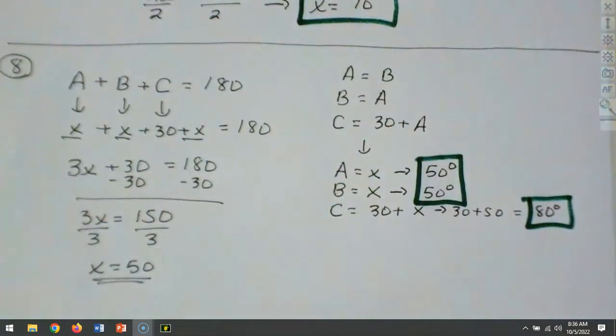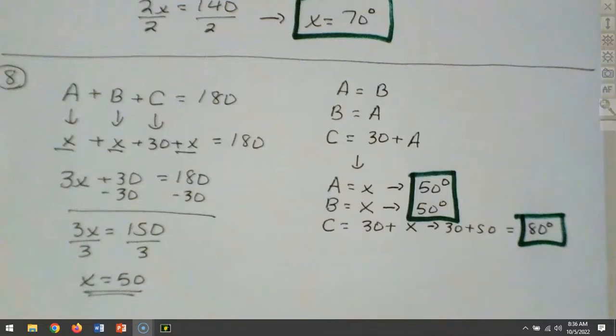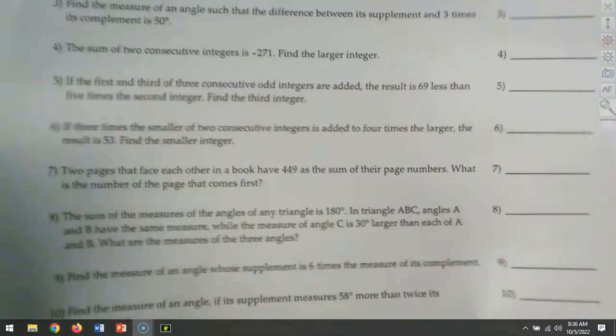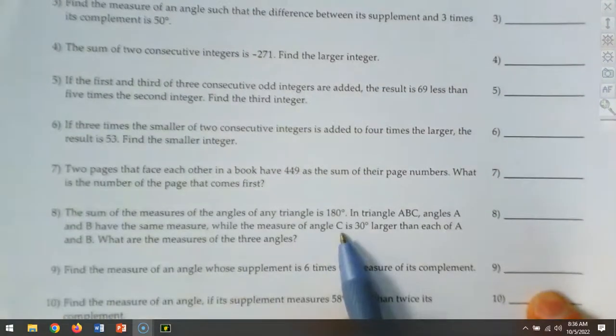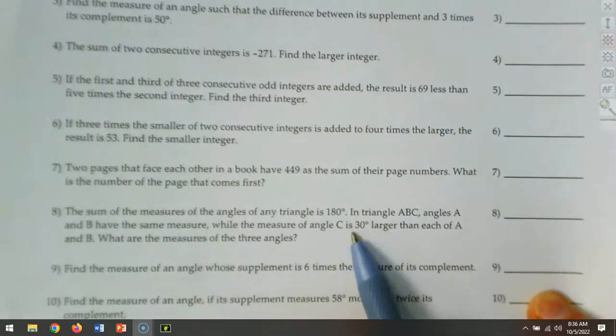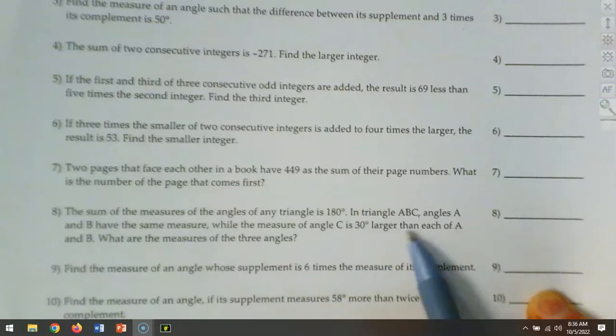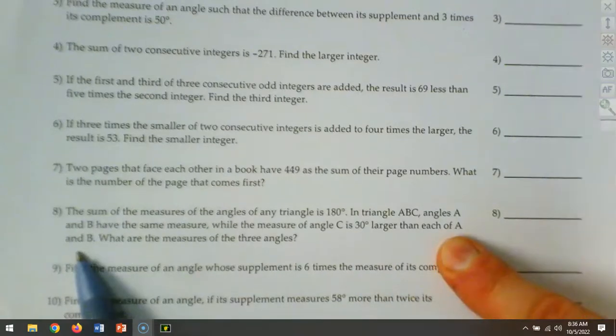But you see how I set that up. Now, where do students usually struggle at? In the wording. And where is it the trouble with the wording? Right here. While the measure of angle C is 30 degrees larger than each of A and B. Now, why does it say for each of A and B? Because they're the same, right? So all that's saying is that's just either plus A or B. And so whichever one is x, it's just going to be a plus x there.